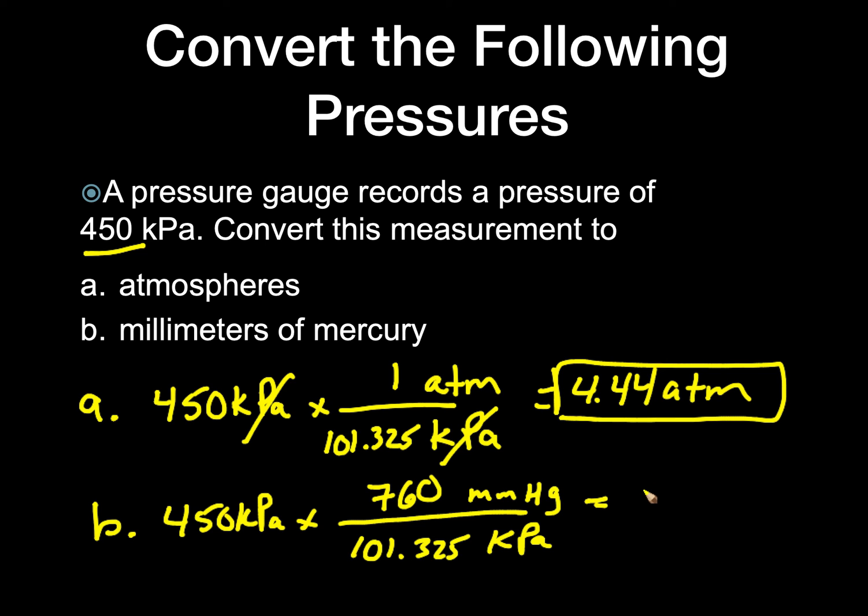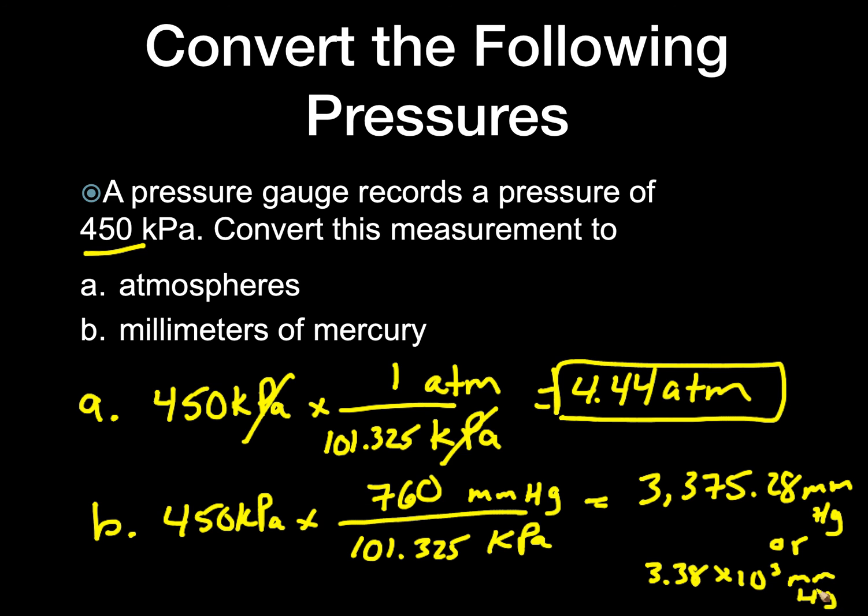Which would be 3,375.28 millimeters of mercury, and I'll put this in scientific notation. Or, 1, 2, 3, I would have 3.38 times 10 to the third millimeters of mercury.